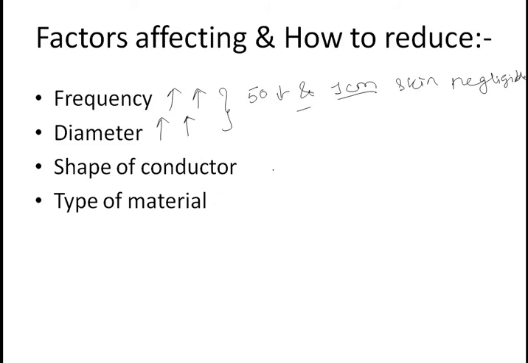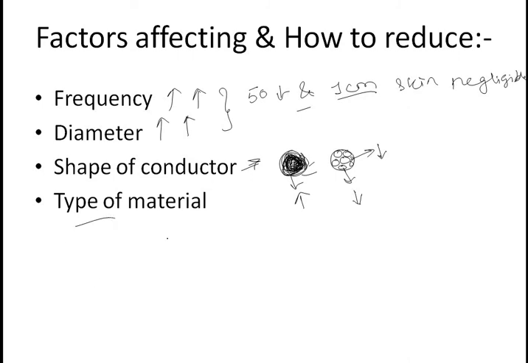So next is the shape of conductor. There are two types of conductor. First one is solid conductor, and next is the stranded conductor. In a solid conductor, the skin effect will be more because there is more surface area available, and in case of a stranded conductor, the skin effect will be lesser as compared to the solid conductor because the surface area over here is much lower.